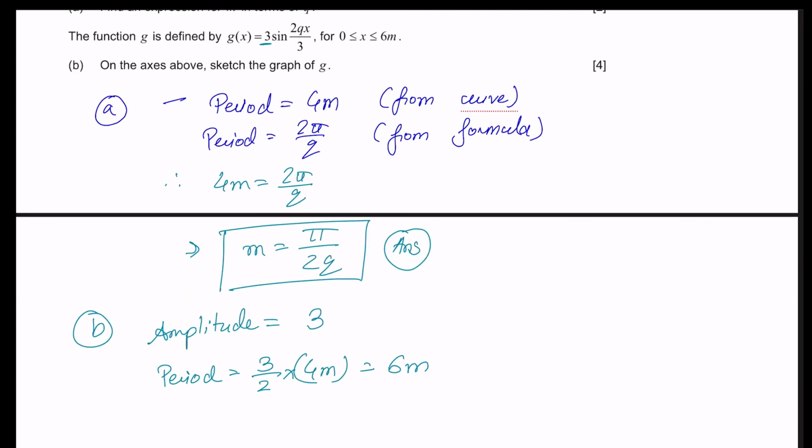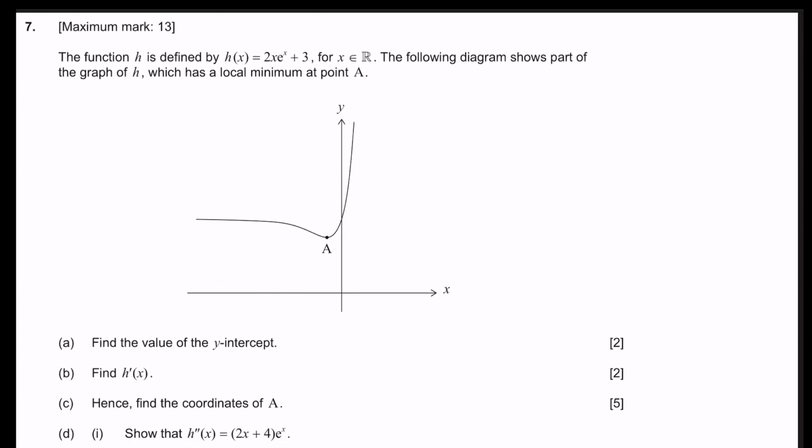Okay, so now we'll move on to question 7. In question 7, we have a function h, which is defined by h(x) equals 2x e to the power of x plus 3. We have the following diagram that shows a part of the graph of f. The local minimum is at point A. We have to find the value of the y-intercept. So I'll add a page here.